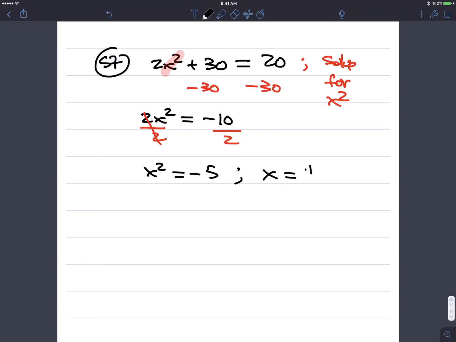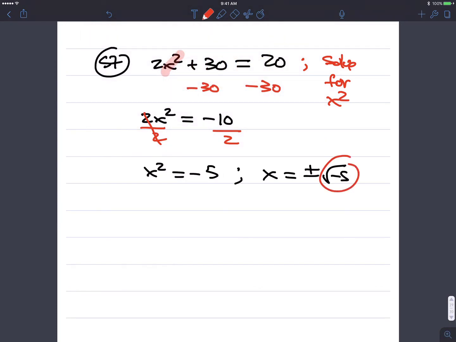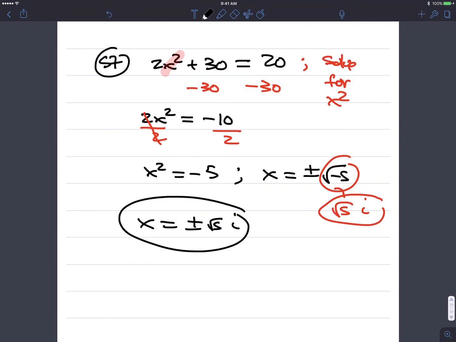X will be plus or minus the square root of negative 5. At this point, I just want to point out to you again that this radical is really the square root of 5i. That means x is plus or minus the square root of 5i. Two solutions.